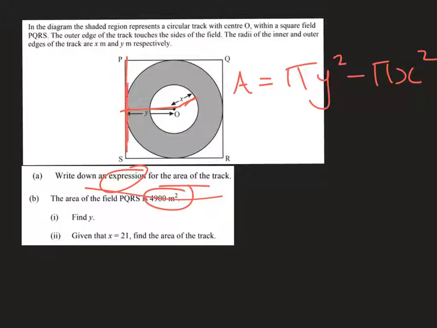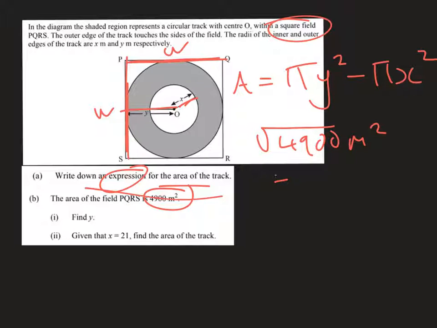Now, of course, here, the field is a square. We're told that up here. It's a square field. So if we've got the area of 4,900 meters squared, in order to work out the width, so if we just call that W, we want to work out the width. Obviously, it's a square, so this is going to be the width. So to find out what one of them is, we need to take the square root. So if we take the square root of the area, 4,900 meters squared, that will give us 70. So 70 meters will be the width of the field.